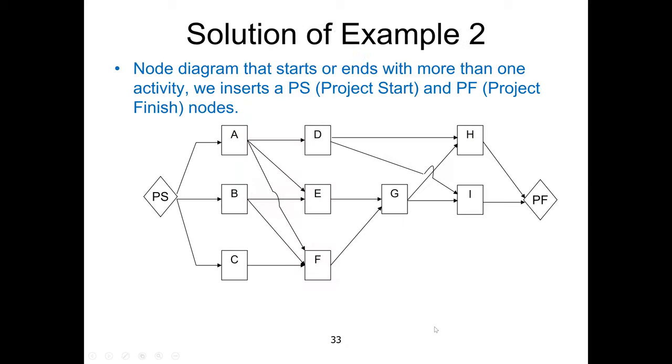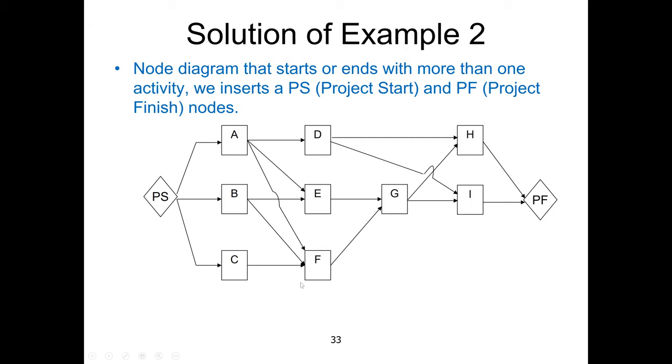Okay, so let's see. There are three activities A, B, C. They are the starting activities, so we put three nodes A, B, C. And then D is after A. Activity E comes once A and B are complete, so we draw two arrows from A and B and put node E here. And then F is after A, B, and C, so we connect three arrows from A, B, and C to activity F.